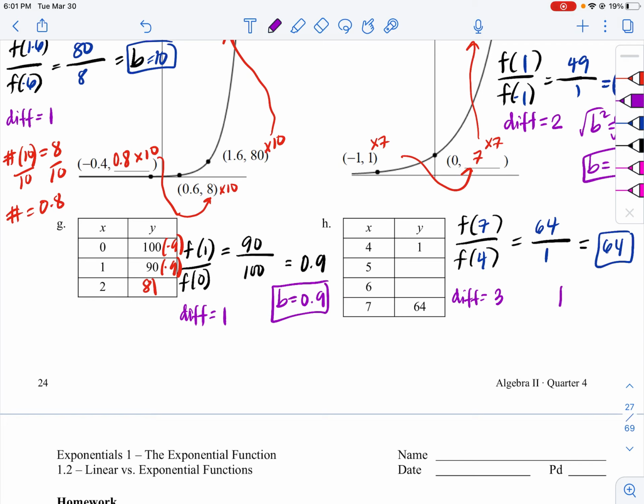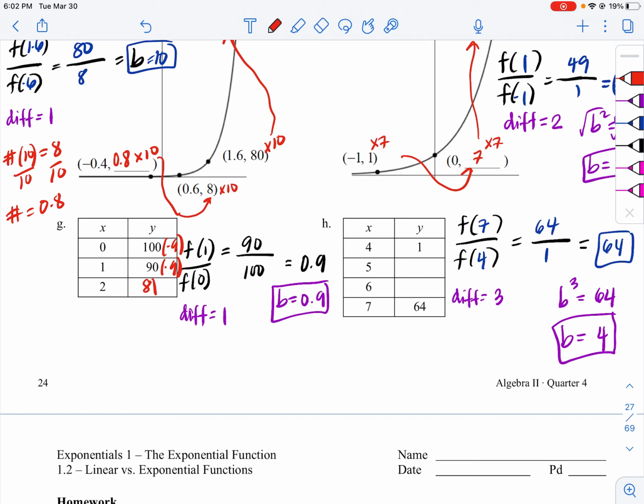So the 64 is not the b value, you guys. That's the b cubed, right? So we need to find our b value. And hopefully you know that that is 4, because 4 times 4 times 4 is going to be 64. So our b value is 4. So times by 4 is 4.